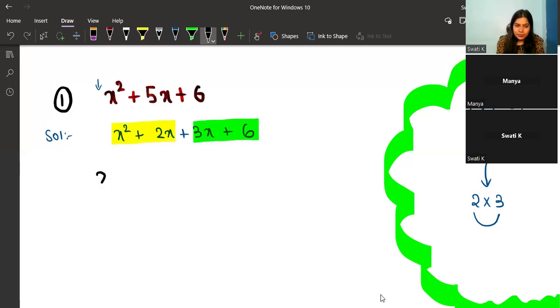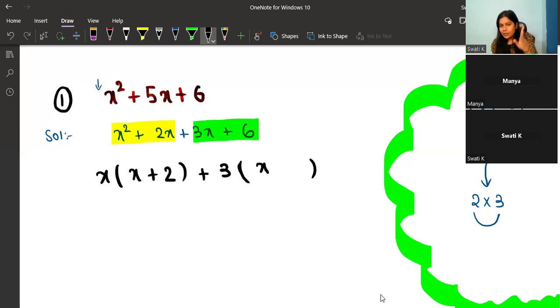Very good. So we'll take x common from the first two terms. So what is remaining in the bracket? X plus 2, right? Very good. That is correct. Okay. Now from the last two terms, what will you take common? There was a trick also that I had explained. 3. Very good. So what is remaining inside the bracket is, of course, something that you have already written. X plus 2, right?